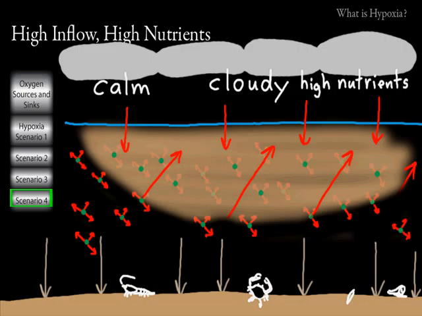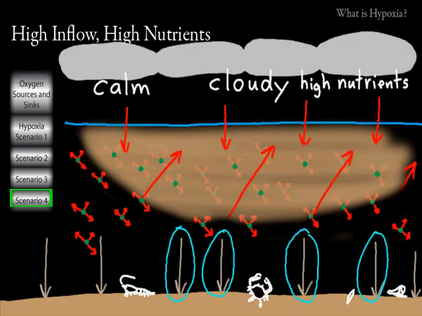And then probably the absolute worst case scenario is a sustained period of calm, cloudy weather, high nutrients, high inflow, and you've got a high rate of oxygen consumption in the sediments because of previous growth, even though it's been calm and cloudy, let's say for 2 weeks.